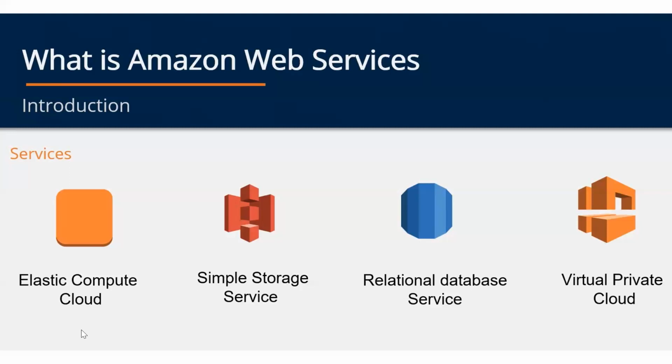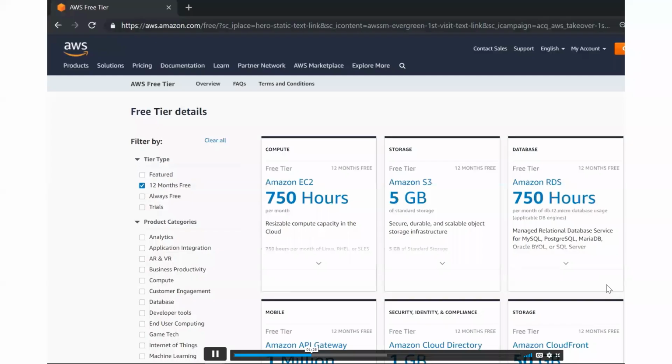So that's why there are a lot of storage services, relational databases, and virtual private networks. So these four are the main concepts: Elastic Compute Cloud, Simple Storage Service, Relational Database Service, and Virtual Private Cloud. We will discuss them later. Don't worry about it. We will get there.